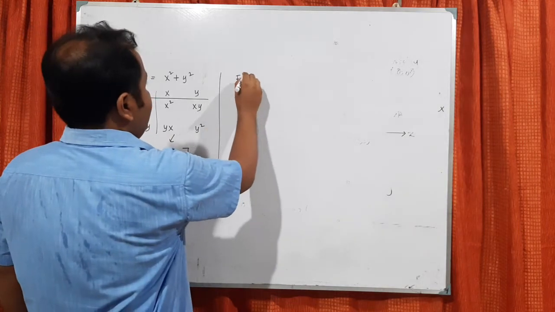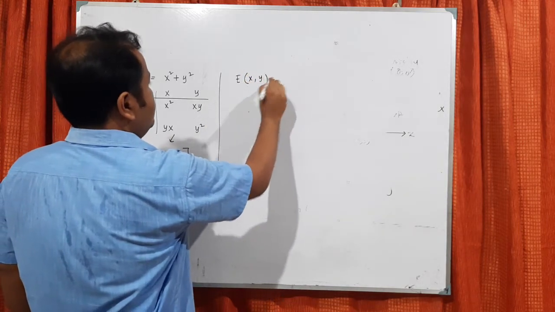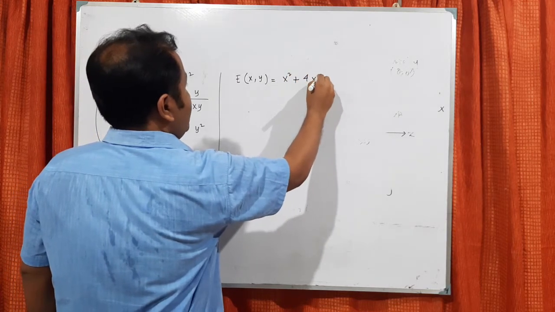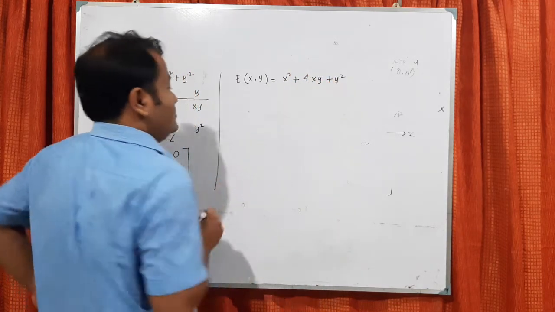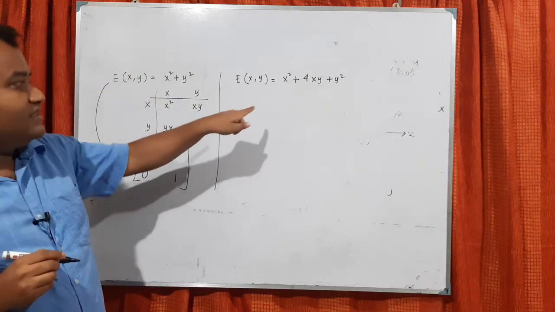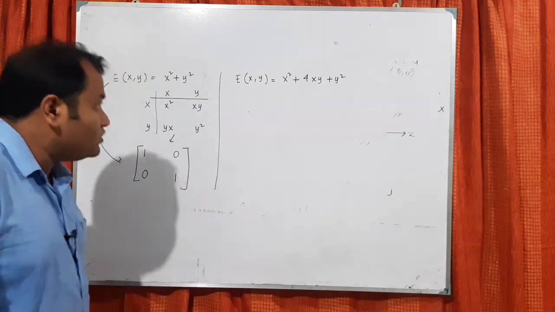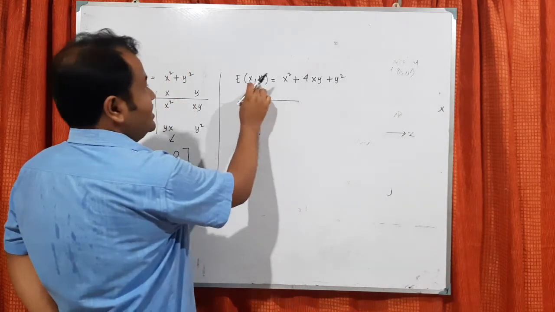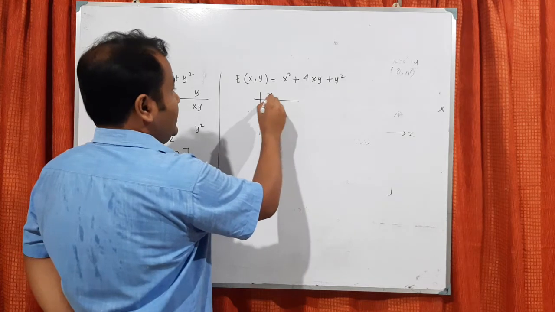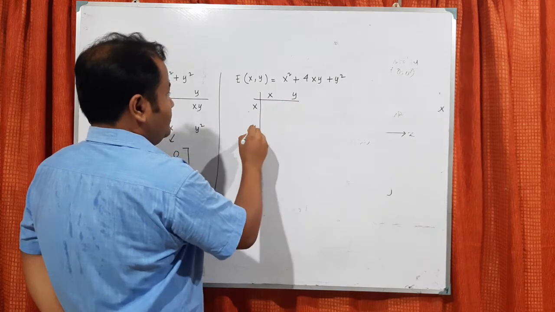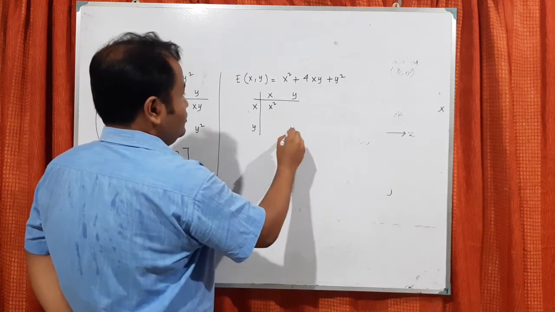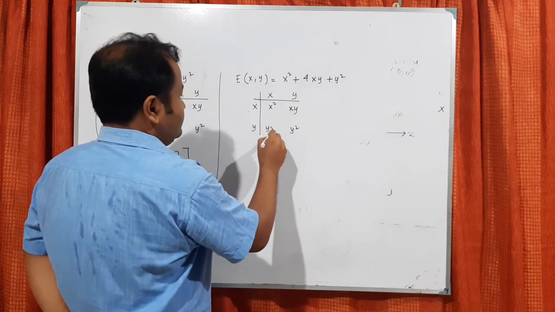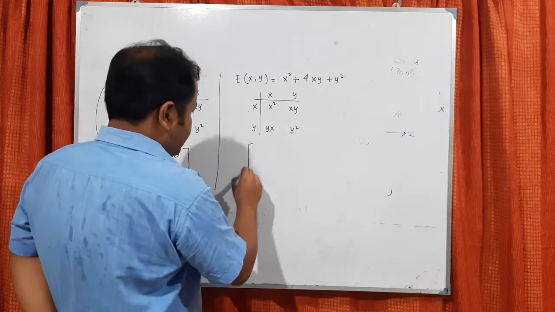Say E(x,y) equals x square plus 4xy plus y square. So here also I try to write this in matrix form. So how to write this? Again the same logic. How many variables are there? x and y. So there should be a table of x and y. So it should be x square, y square, x into y, y into x.